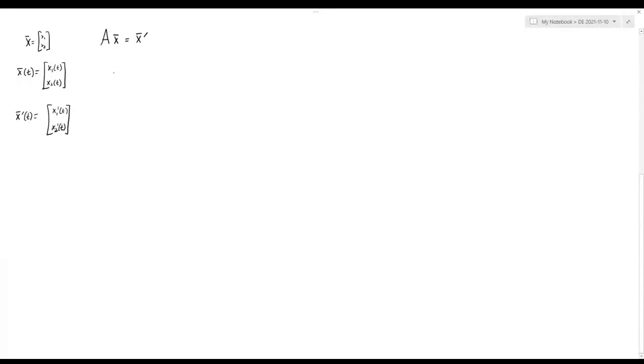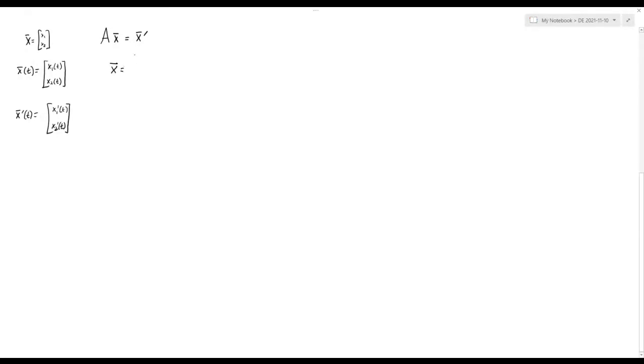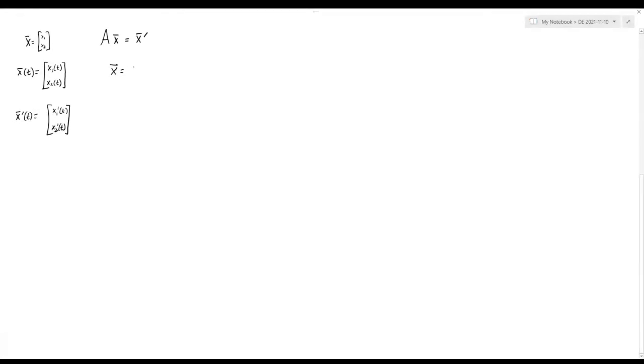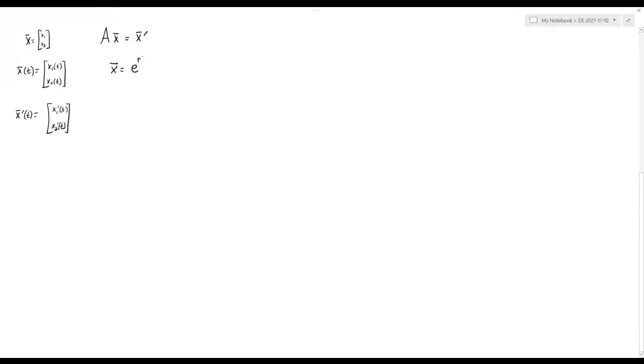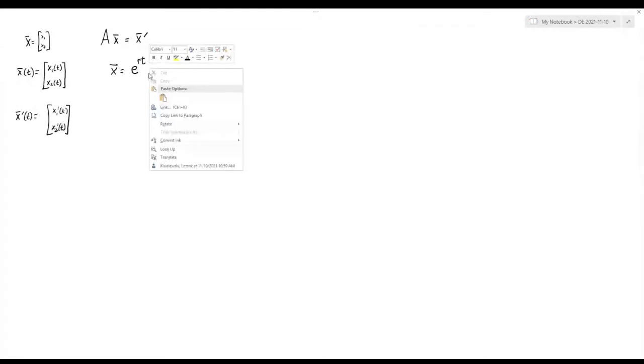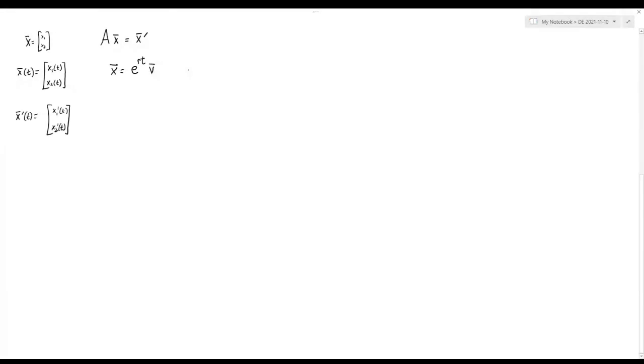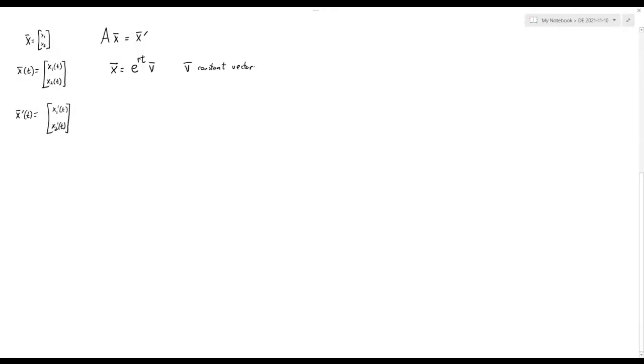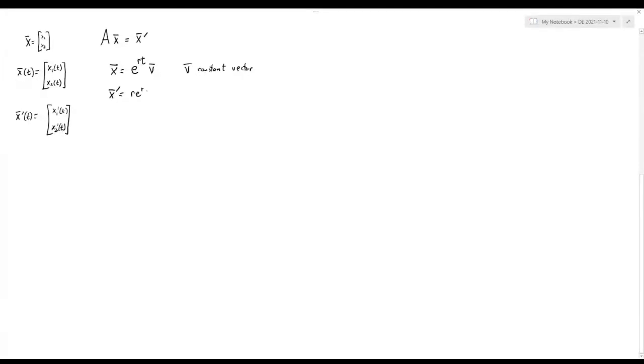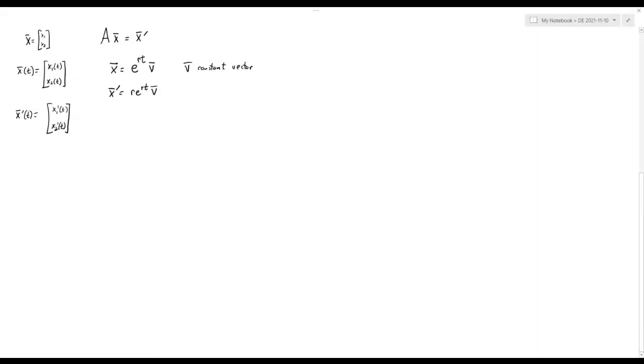What we're going to do is assume that x can be solved for in the form e to the power r times t times some vector, let's call that vector v. And v is a constant vector, so no functions for its components. So we're going to assume that the solution looks like that. Now we differentiate, and of course the vector v is a vector of constants, so we just leave it alone.